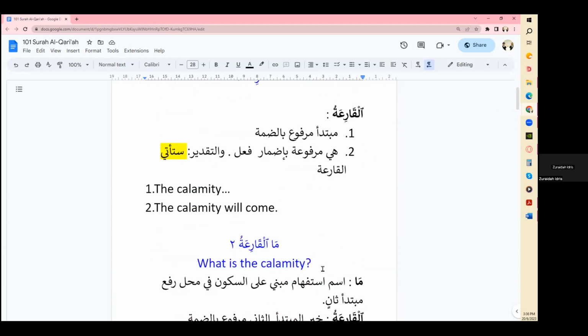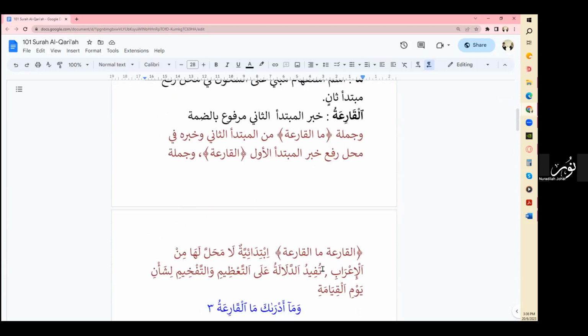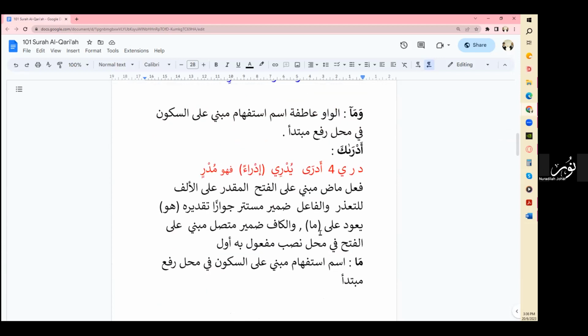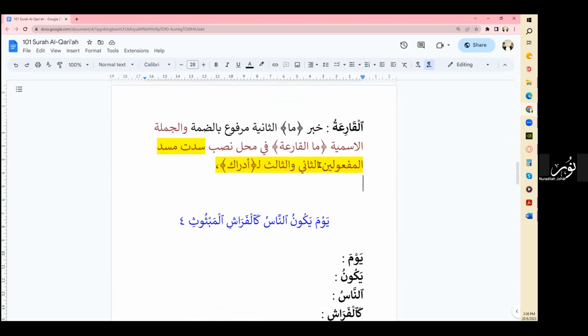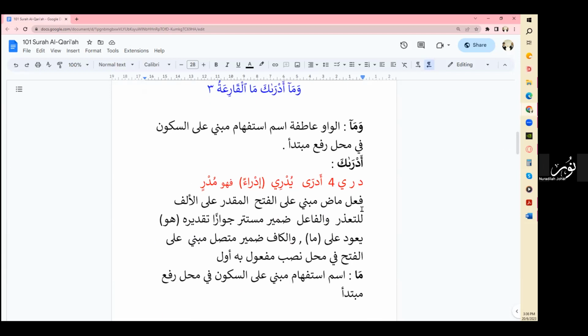I don't think it's about that. Not about that. It's just saying that adra can take 3 mafuls. So one is the maf'ul ka, and then the second is Al-Qari'ah, and the third is inside Al-Qari'ah, basically. That means the second and third are in Al-Qari'ah. Yes. So that's why it says it's blocked. The Al-Qari'ah is blocking the second and the third maf'ul.